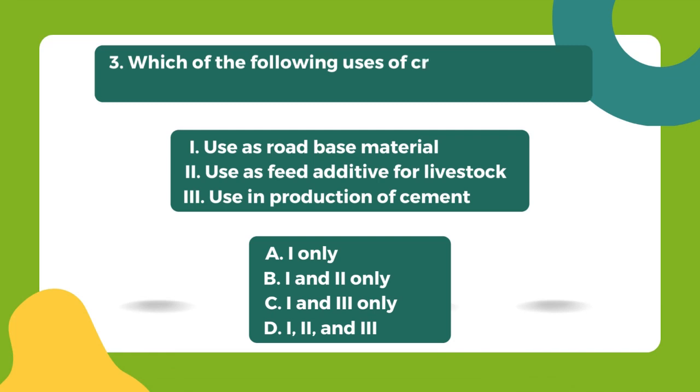3. Which of the following uses of crushed dolomite is or are true? 1. Used as road-base material. 2. Used as feed additive for livestock. 3. Used in production of cement. A. 1 only. B. 1 and 2 only. C. 1 and 3 only. Or D. 1, 2, and 3.